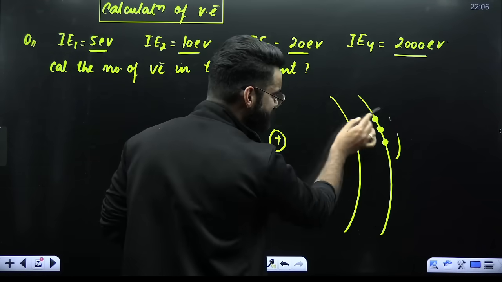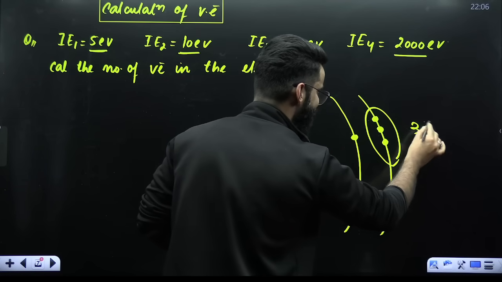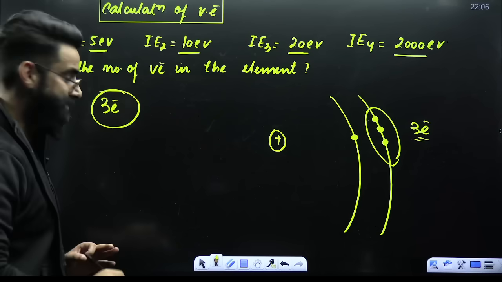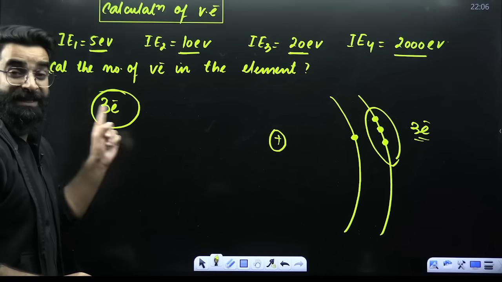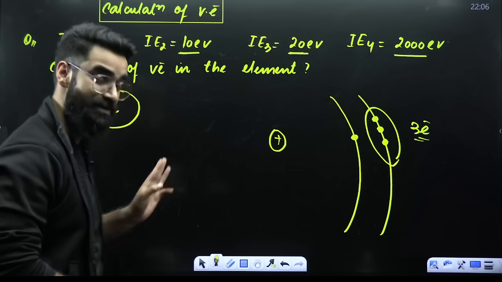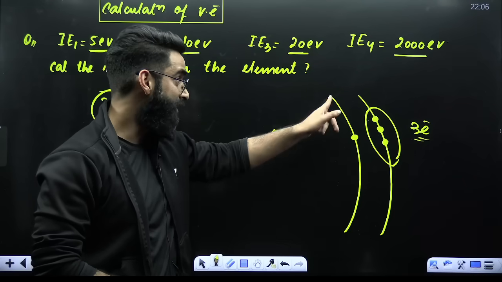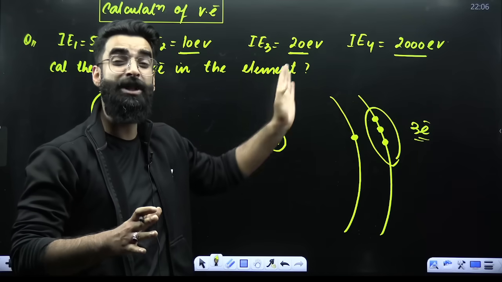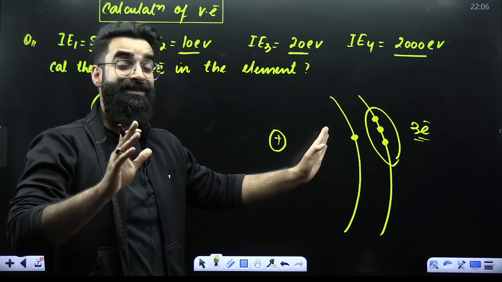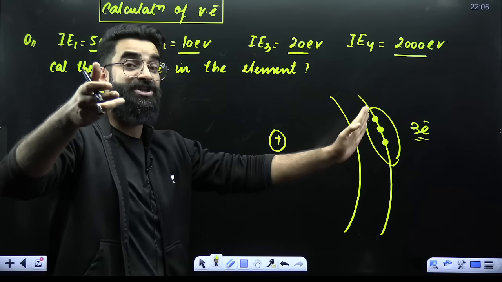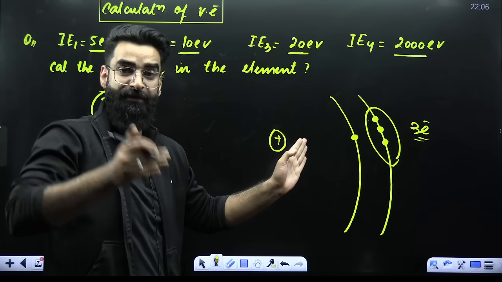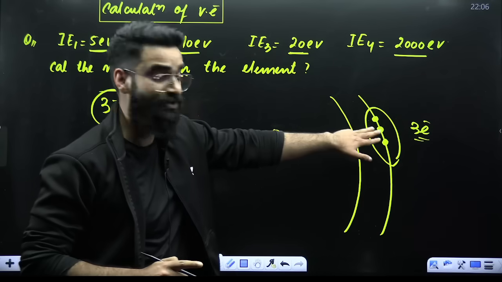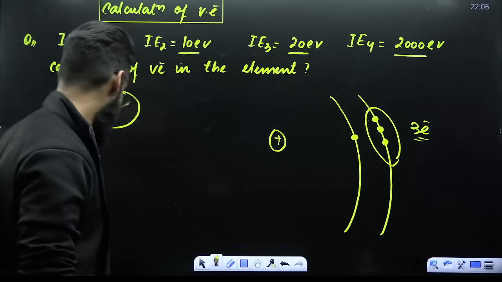So how many electrons are there in the valence shell? There are 3 electrons in the valence shell. So the element will have 3 valence electrons. That's something which you are supposed to check. Calculate the number of valence electrons here, and it will be 3. Because the fourth electron's ionization energy is 2000 electron volts, a lot of energy is required. So this electron won't be present in the last shell. It will be present in one shell before that. So there are only 3 electrons in the outermost shell, so 3 valence electrons in total.